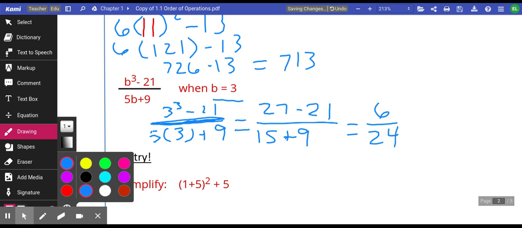Now I could divide those two numbers, and notice I should get a number less than 1 since my numerator is smaller than the denominator. So I could write this as a decimal value, or I could just simplify the fraction and put it in simplest terms, making it 1/4.